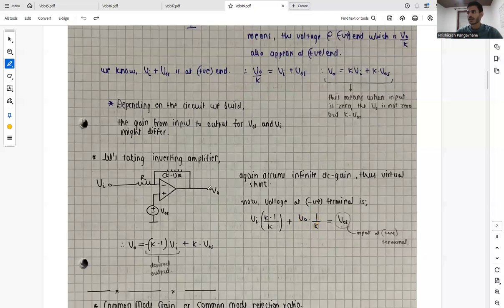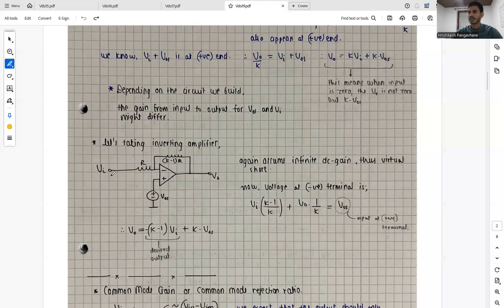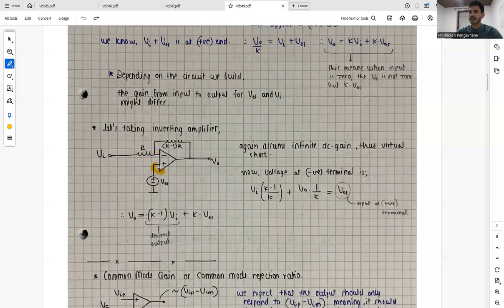So this is the voltage at the negative terminal, and we know that at both the terminals the same voltage will lie, and at the positive terminal there is VOS. So the same voltage will appear at this end, which is equal to VOS. So we get this equation from this, and after solving this, we will get V naught equals minus (K minus 1) Vi plus K times VOS.